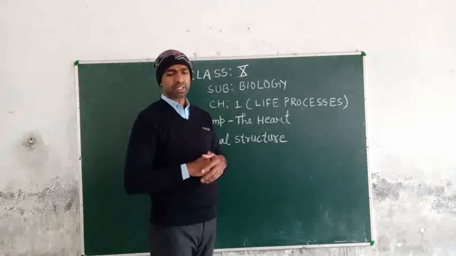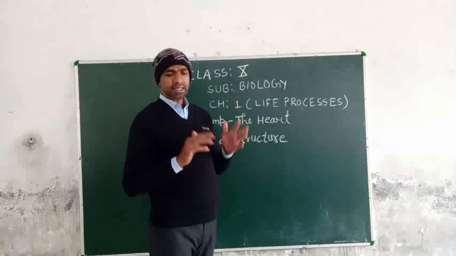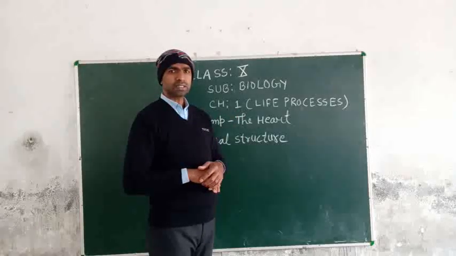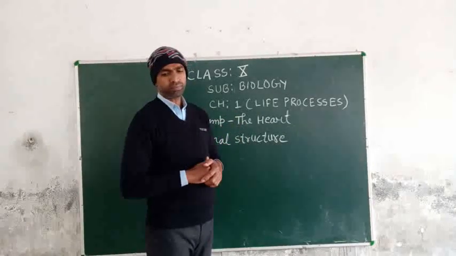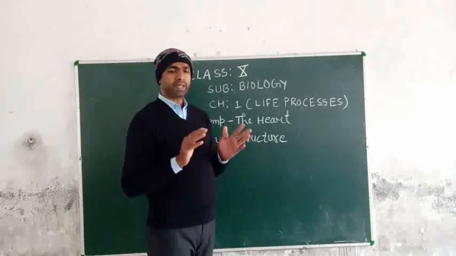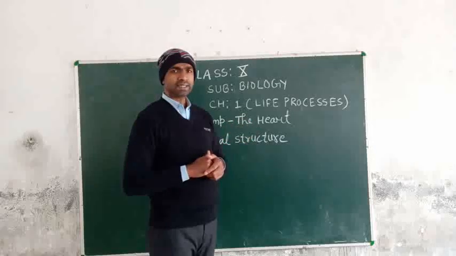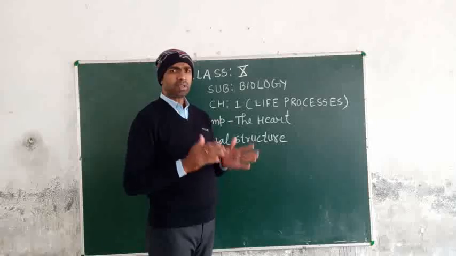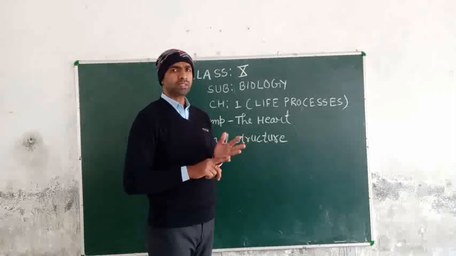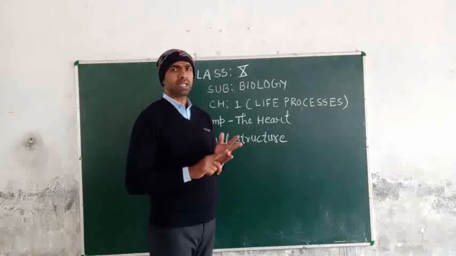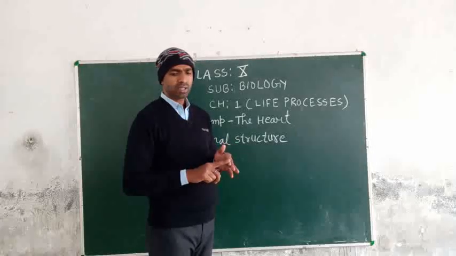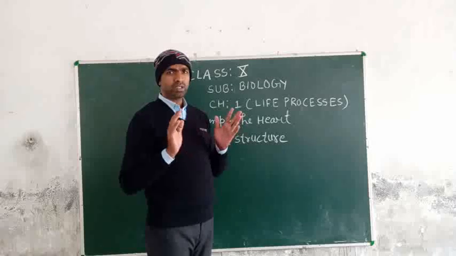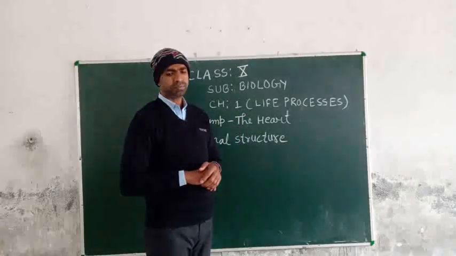The internal structure of the heart consists of two auricles, two ventricles, blood vessels and valves. First of all, we will discuss auricles.